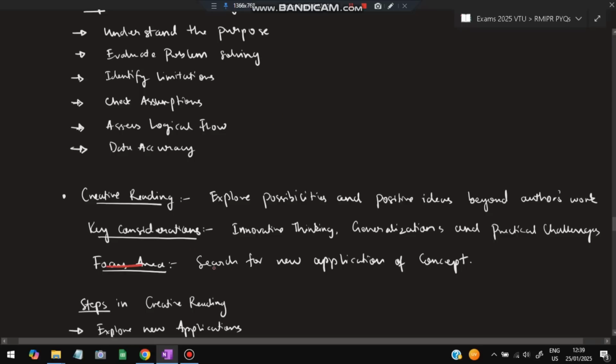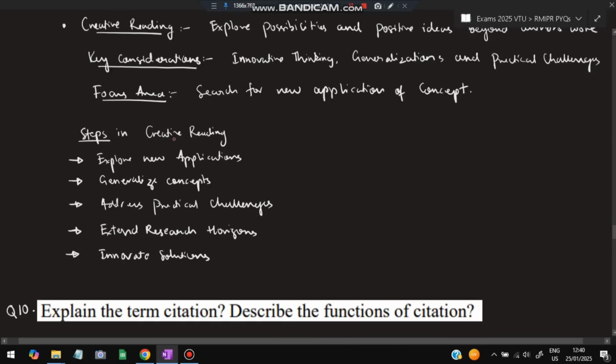The focus area in creative reading should be searching for new applications of the concept. The existing concept is there, think outside the box. What are the other places where I can apply the same solution? The steps involved in creative reading are: explore new applications, generalize the concepts that are included, and address the practical challenges we are facing. Extend the research horizons: don't be limited to whatever the paper says, try to explore more than that. What are the similar domains present, what similar research papers are there, and try to expand this same research paper with more information and innovate solutions. Think about the innovative solutions which the paper has.